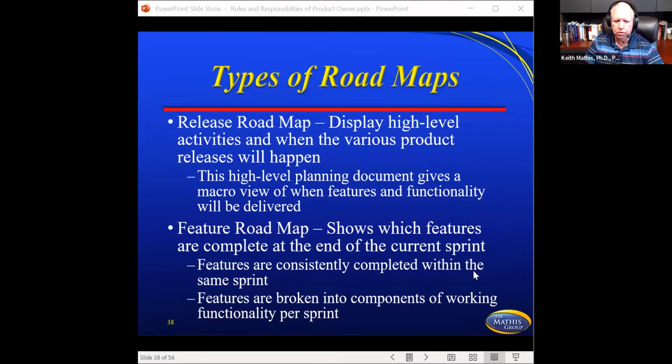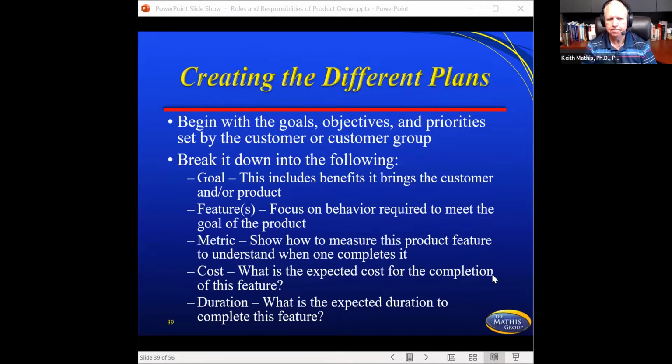And then you have your feature roadmap, which shows which features are completed at the end of the current sprint. Features are broken into components for working functionality per sprint. But once again, the features are not locked in until they're handed off for that particular sprint or iteration. So all of these are still very fluid.